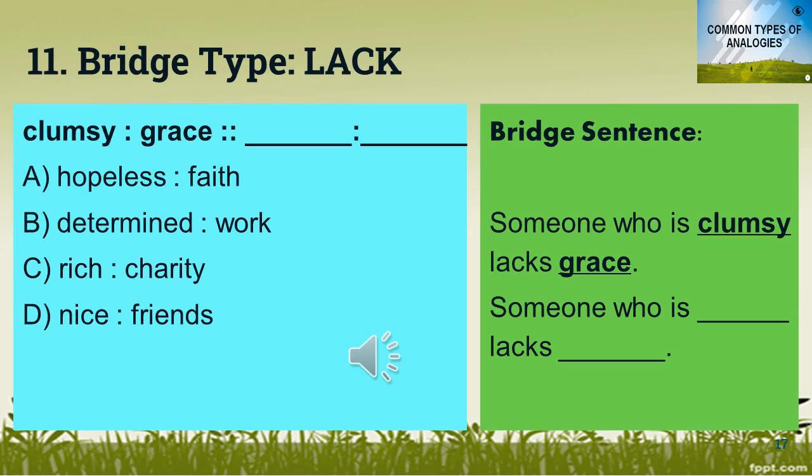And then the last bridge type is the lack analogy. So let us try to solve this analogy. Clumsy is to grace as blank is to blank. Let us use this bridge sentence as our guide. Someone who is clumsy lacks grace. So what is the correct answer? Letter A. Someone who is hopeless lacks faith. So clumsy is to grace as hopeless is to faith.